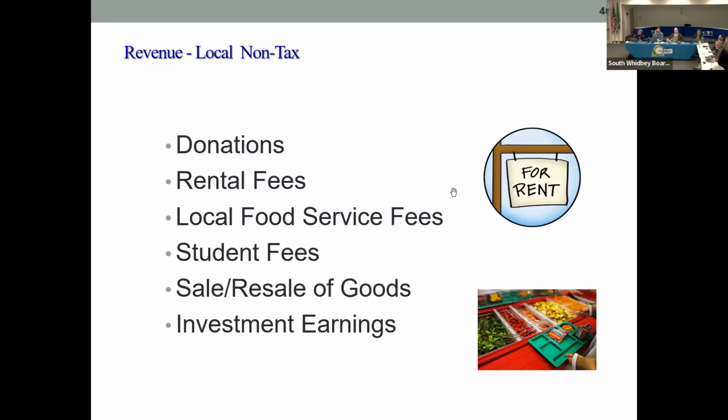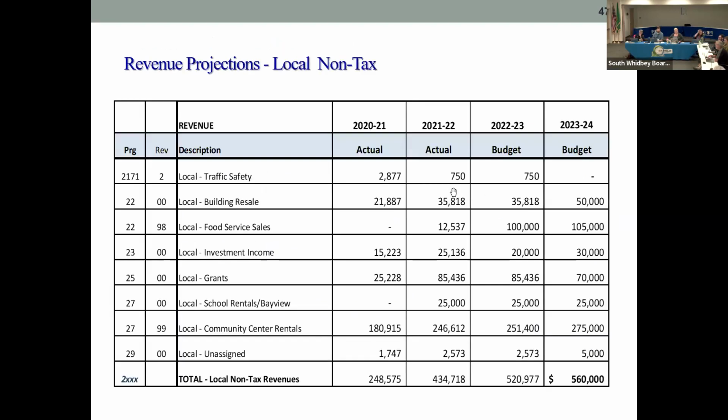Then we have the local, what they call non-tax, and that's the stuff that we generate locally. It's donations to the district, it's our rental fees, it's food service fees. So if you're paying for your meal, it's any student fees, investment earnings, those type things. The only real difference here is the traffic safety program. We're not offering that currently, so we didn't budget for it, but everything else is pretty similar. It's about $560,000, with about $300,000 of that being rental income between Bayview and the community center. And then another about $100,000 or so from our food service program, and 70,000 in grants, and then the rest generated in the buildings as they sell things.